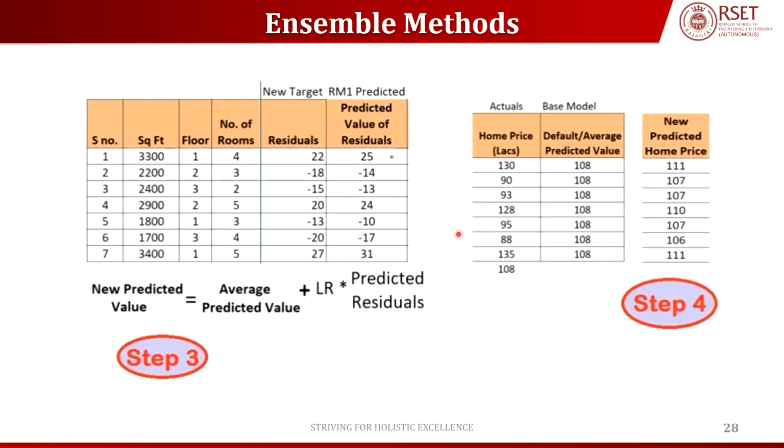Now this brings us to step 4. We can now calculate a new predicted value for our home prices. And the formula is simple. We take our initial average predicted value and add the predicted residuals from our model RM1. You can see this in the table on the right. For the first house, we take our original prediction of 108 and add the predicted residual of 25 to get a new predicted home price of 111. So this is a much better prediction than our initial guess of 108.